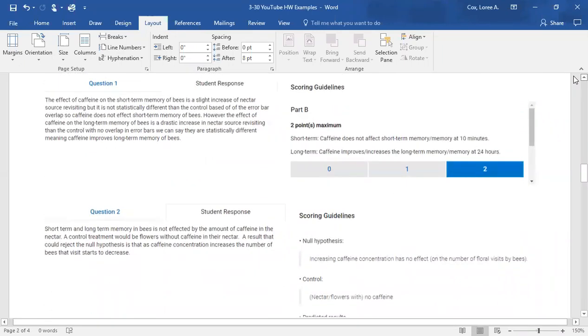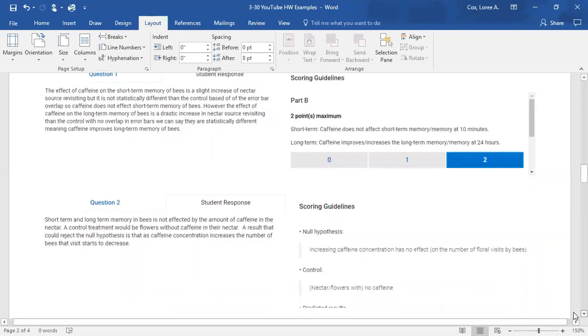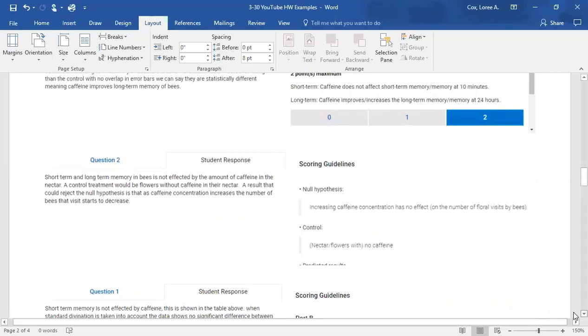Okay, short-term and long-term memory in bees is not affected by the amount of caffeine in the nectar. A controlled treatment. Okay, so be careful, but make sure that you are stating that this is, in fact, your null hypothesis. Just starting off with a sentence and not indicating that that's the null hypothesis component is not going to earn you a point. Okay, next, a controlled treatment would be flowers without caffeine in the nectar. So very good. They even rewarded that from the scoring guide a little bit.